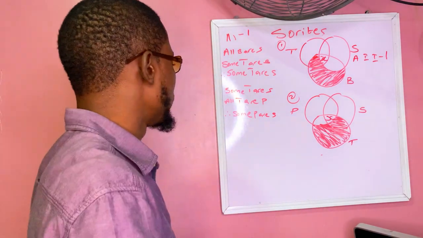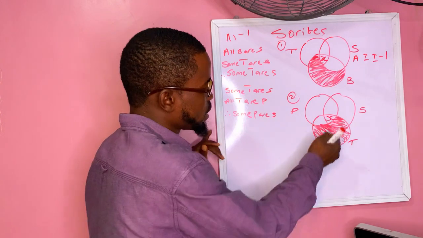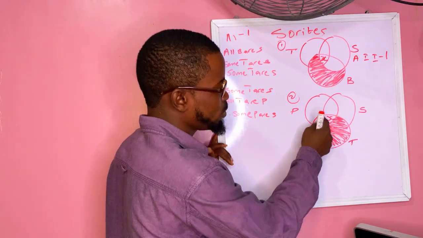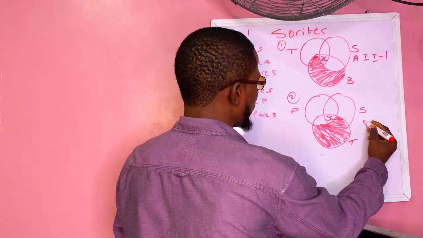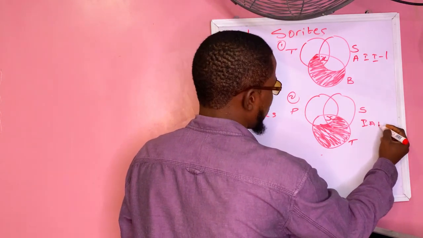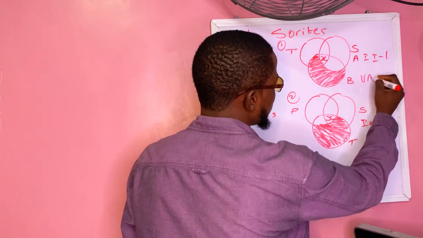So what's the conclusion? Some P are S. This is the circle of P and this is the circle of X. So they also come together in this middle. That means this particular argument is valid. So what's the form? Figure 3. So valid.